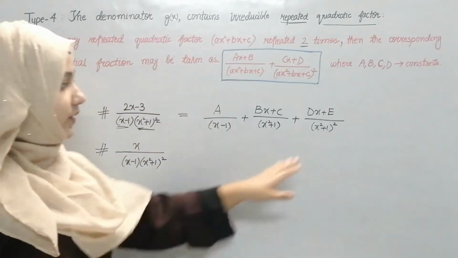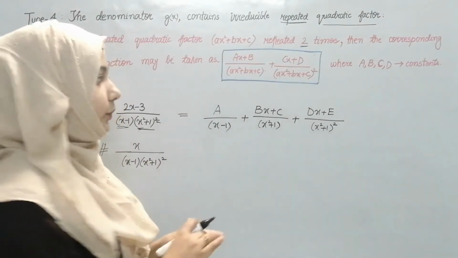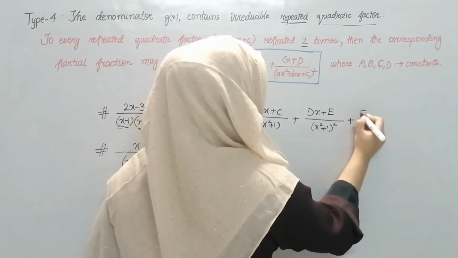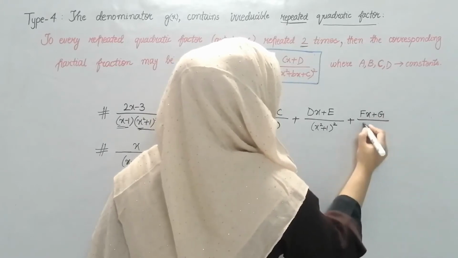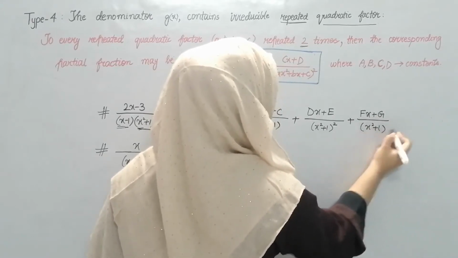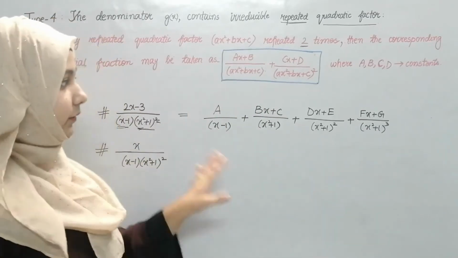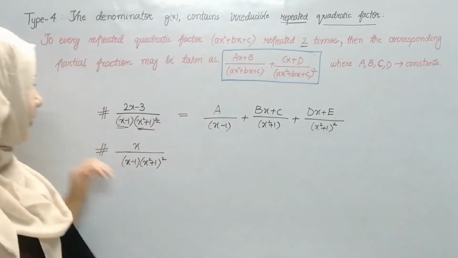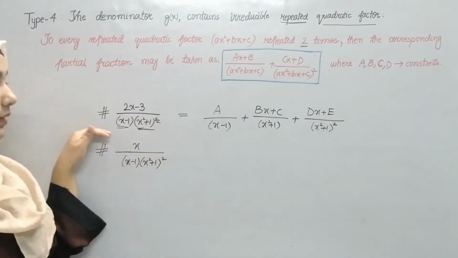Suppose this factor is repeating thrice. If it is cube and not square, then I'll get one more partial fraction. After E, I'll have F: Fx by x square plus 1 whole cube. But for now I don't have it, so I won't be considering this. So this is my partial fraction for this question.